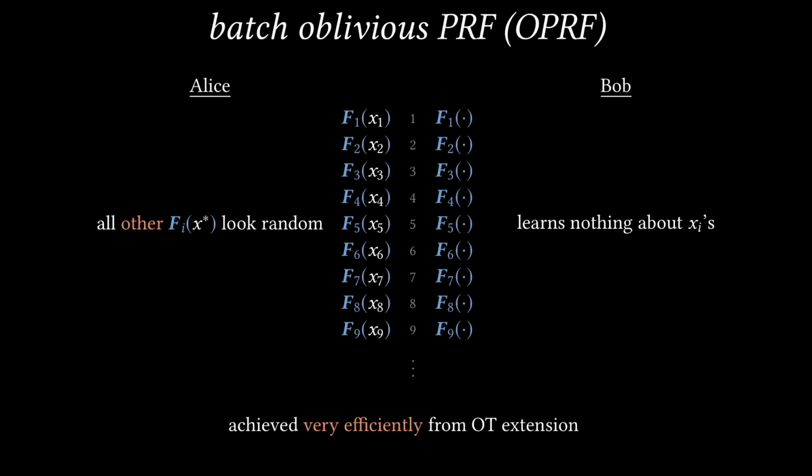Batch OPRF protocols can be achieved very efficiently from OT extension. For example, it only takes a few seconds to execute a batch of 1 million OPRFs. You can also think of batch OPRF as another name for 1-out-of-n OT, since in each slot the sender has many random values, the outputs of f, and the receiver learns only one value of her choice.